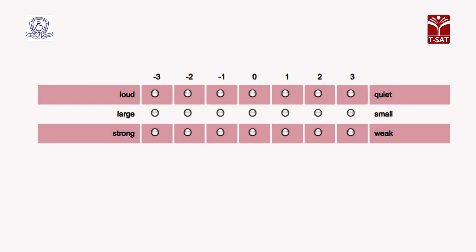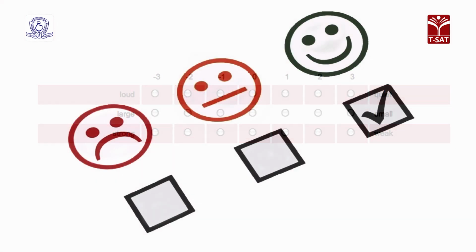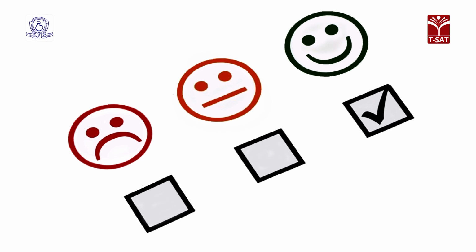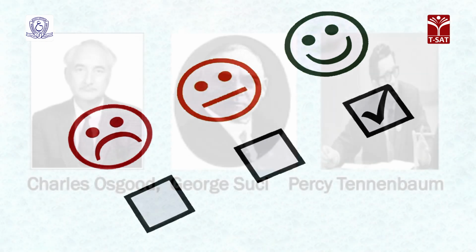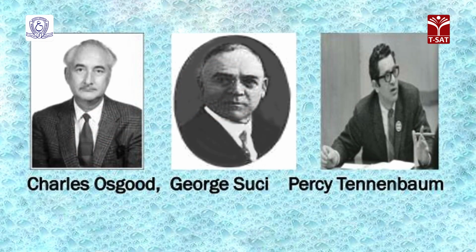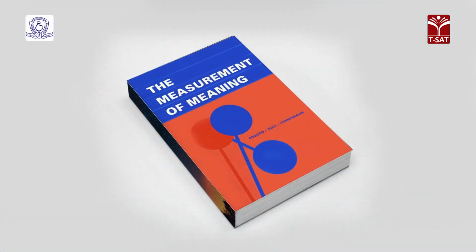This rating scale is designed to measure the connotative meaning of objects, events and concepts. The theoretical and instrumental basis of this technique has been built by Osgood, Suci and Tannenbaum and presented in their seminal book The Measurement of Meaning way back in 1957.